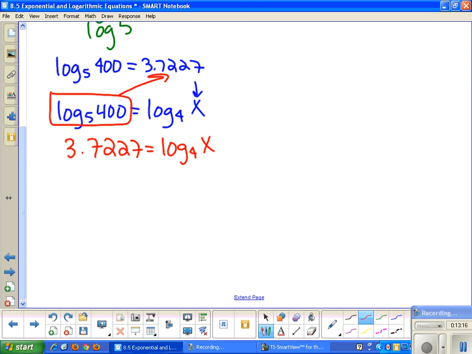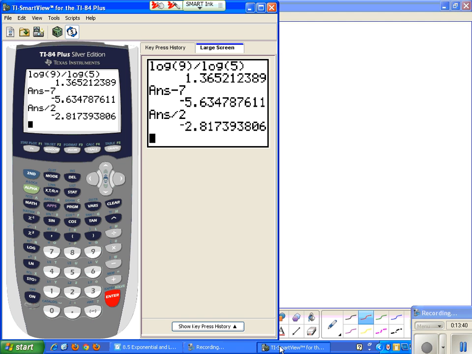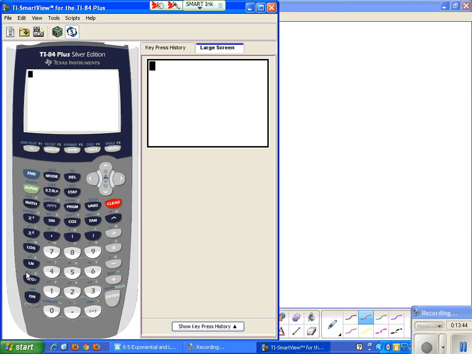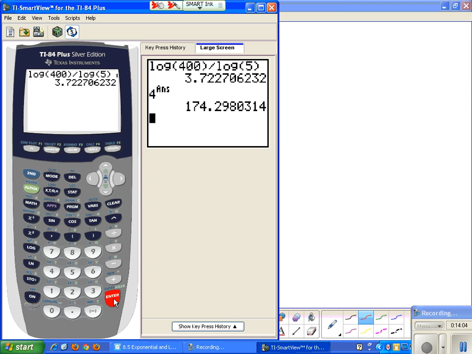So the best way to solve a logarithmic equation, which we said before, is to put it in exponential form. If I put this in exponential form, remember the base stays the base. So if it's log base 4, that becomes my base in exponential form, and then this becomes my exponent, because remember logs are always equal to your exponent. So 4 to the 3.7227 is going to give me my value of x, and I can use my calculator in order to do this. So I'm going to even just show you first, I'm going to do the log of 400 divided by the log of 5, enter, and then so I don't have a whole bunch of rounding error, I'm going to do 4 to that answer, which gives me this number right here.